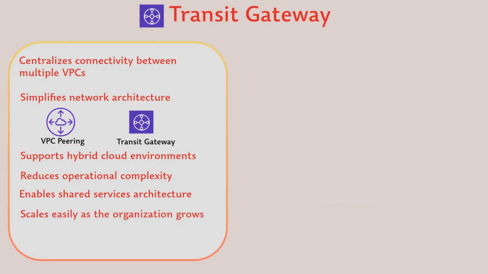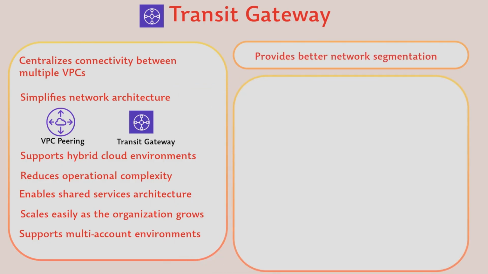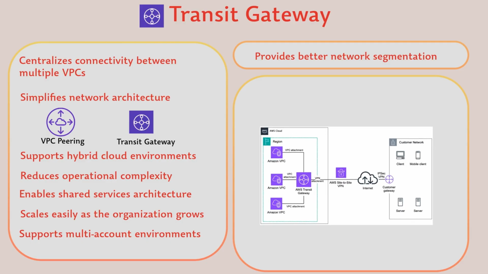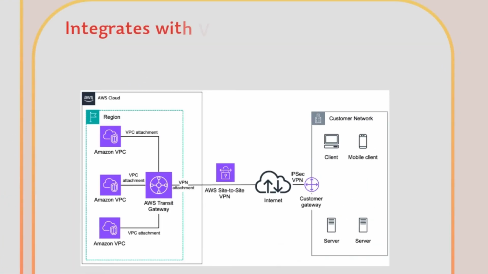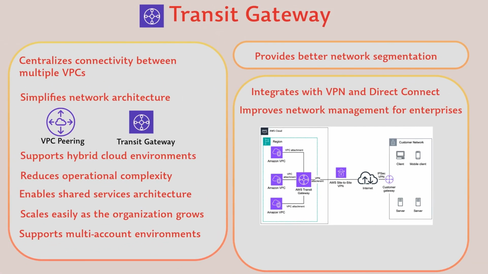It supports multi-account environments. Different AWS accounts managed by separate teams can connect their VPCs using AWS Resource Access Manager. It provides better network segmentation. Example, production and development environments can be isolated using separate transit gateway route tables. It integrates with VPN and Direct Connect. It improves network management for enterprises. Large organizations with hundreds of VPCs avoid the complexity of maintaining a mesh of peering connections. And that's what we can see in this diagram.